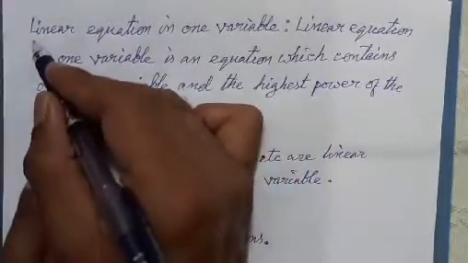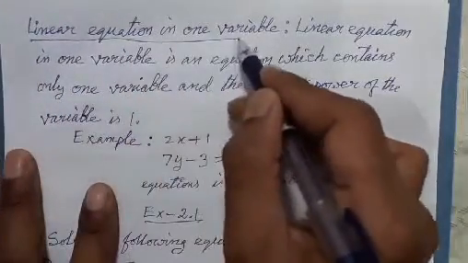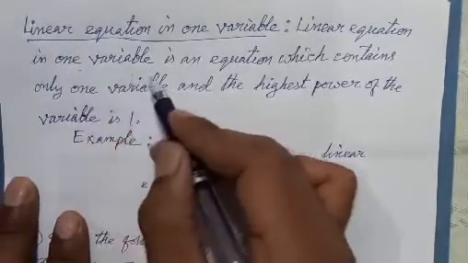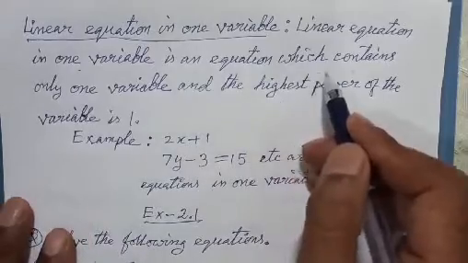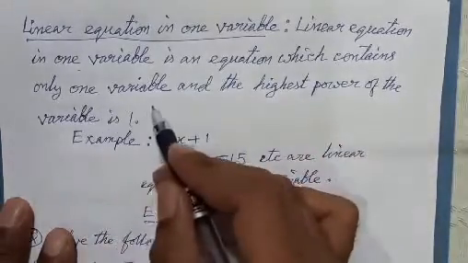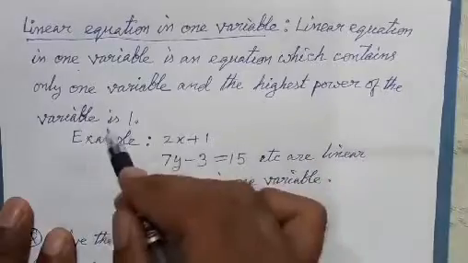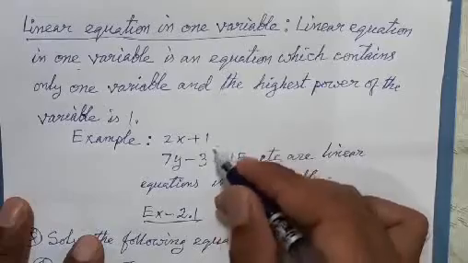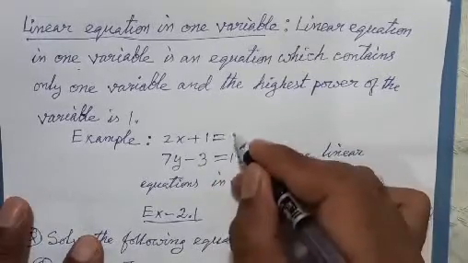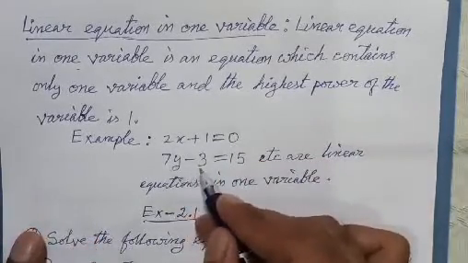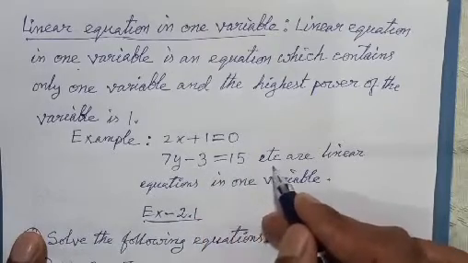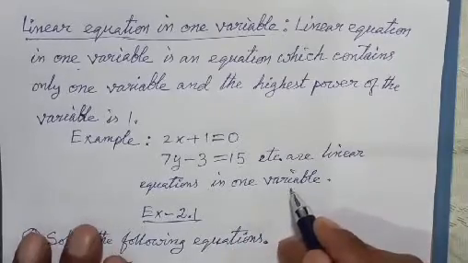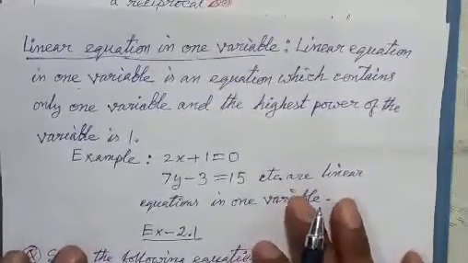Now, definition of linear equation in one variable. Linear equation in one variable is an equation which contains only one variable and the highest power of the variable is 1. Example, 2x plus 1 is equal to 0, 7y minus 3 is equal to 15, etc. are linear equation in one variable. Let me explain this in my mother tongue.